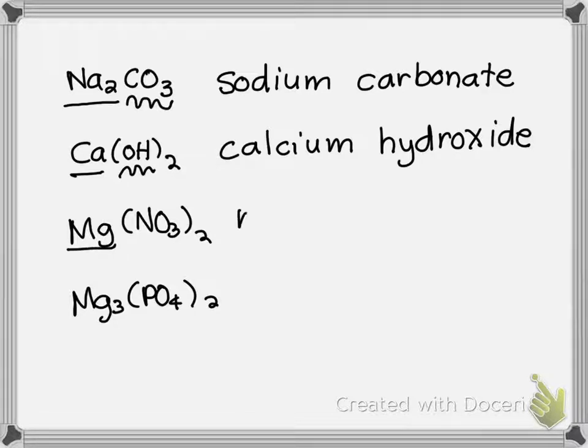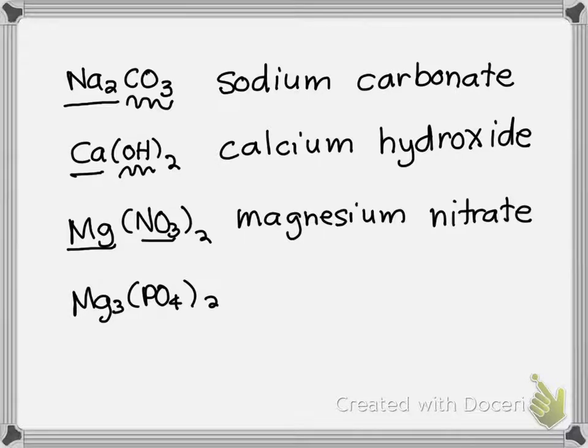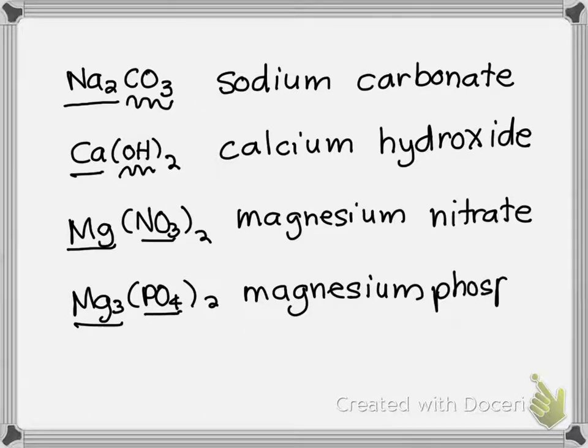Okay, this is magnesium. That is nitrate. And then this, I also have magnesium. And that is phosphate. So you see, naming them, once you're familiar with the polyatomic ion formulas, you just use the name of the polyatomic ion, along with, in this case, the metal. I want to write one more I should have written.